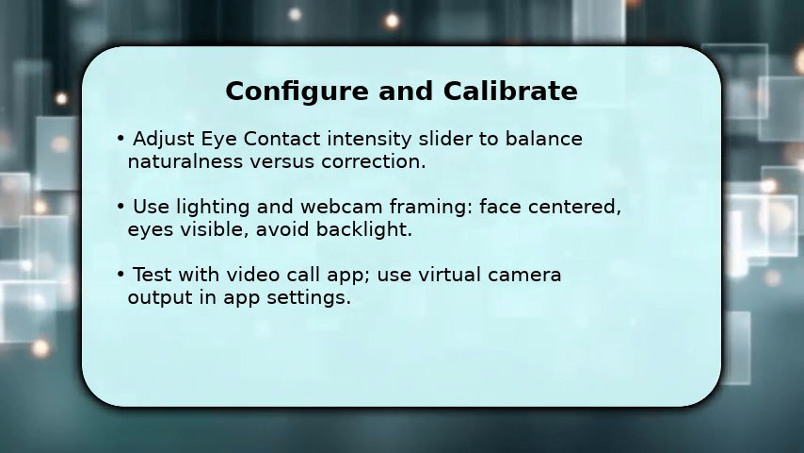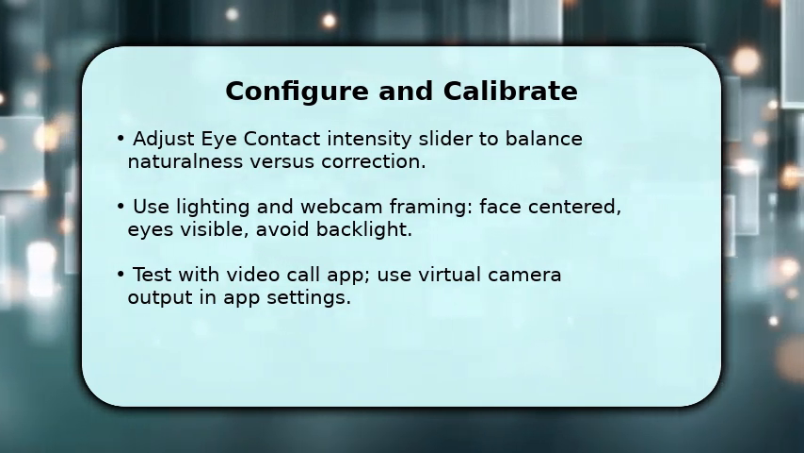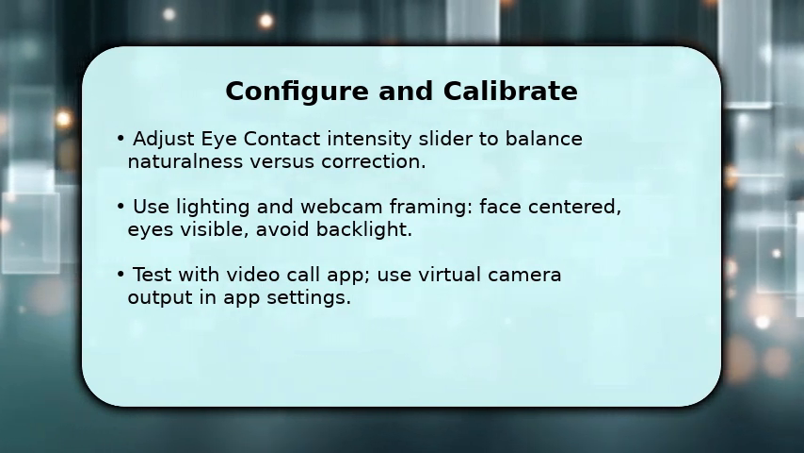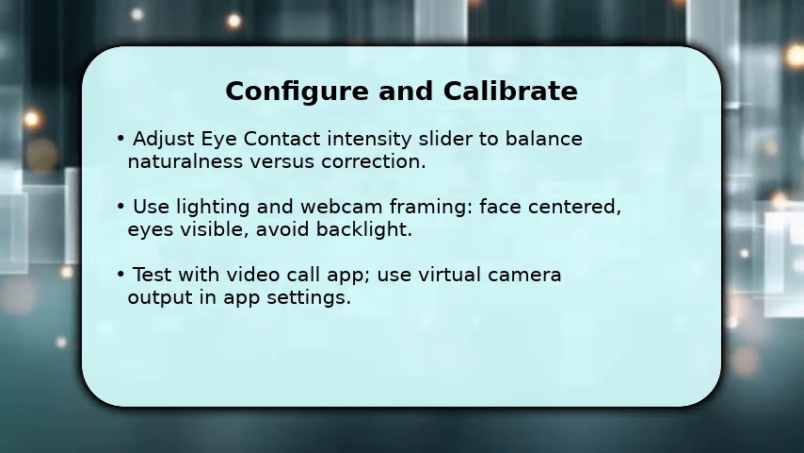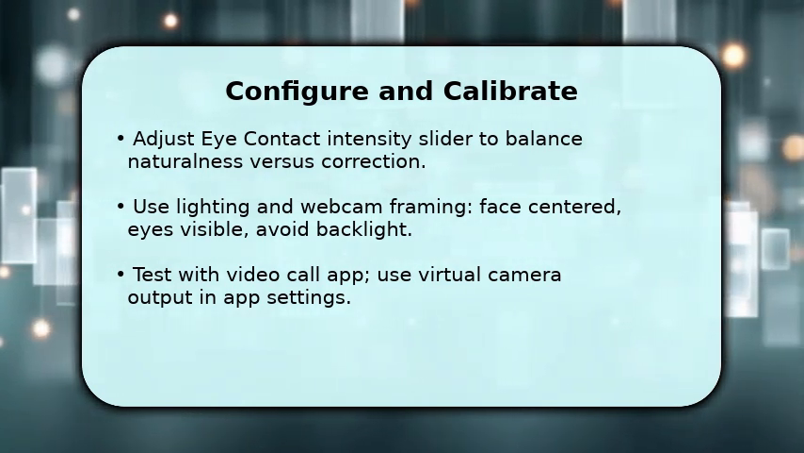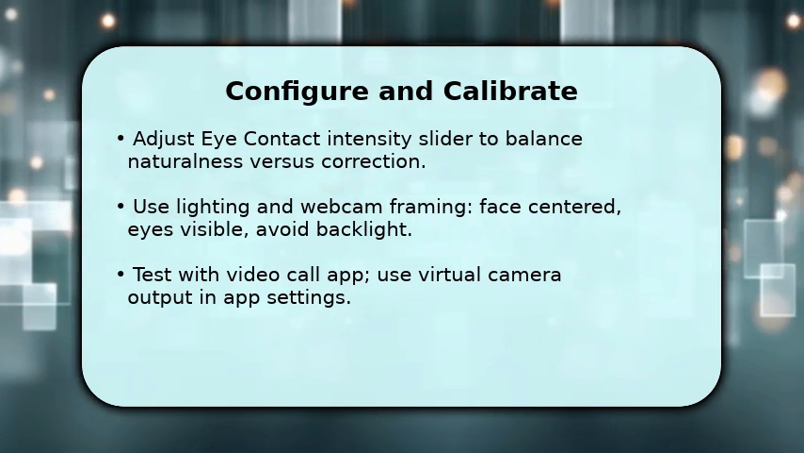Once calibrated, adjust the intensity slider. Reduce it for subtle corrections or increase for stronger gaze alignment, because too much makes you look unnatural. Next, switch your conferencing app to the Nvidia virtual camera output and run a short mock call to confirm the effect and make incremental tweaks to lighting and intensity.